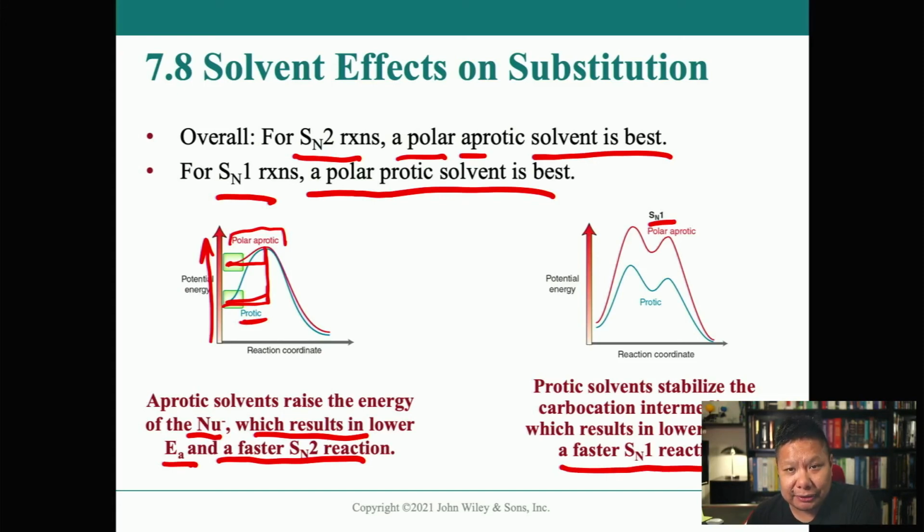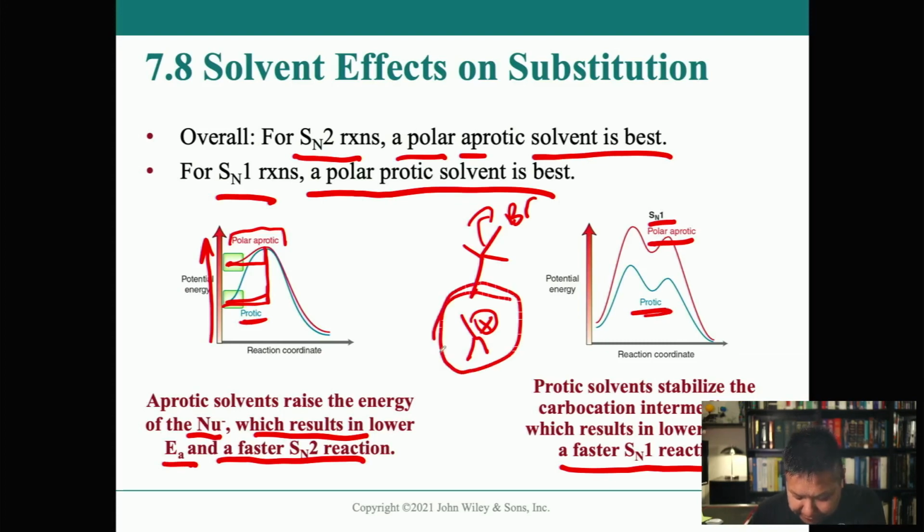when you have an SN1 reaction, you're going to get some kind of carbocation, right? When your leaving group leaves on its own, you're going to get a carbocation. And when you have a polar protic solvent, it can do hydrogen bonding, and it can then stabilize that carbocation intermediate. And when it stabilizes that carbocation intermediate, it brings the activation energy much lower, right?